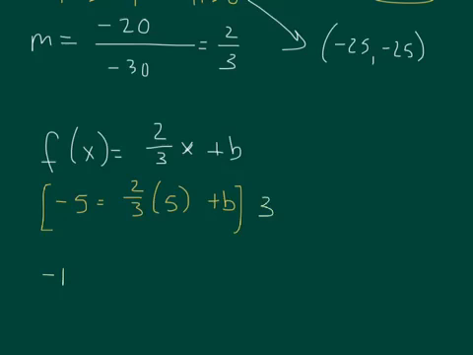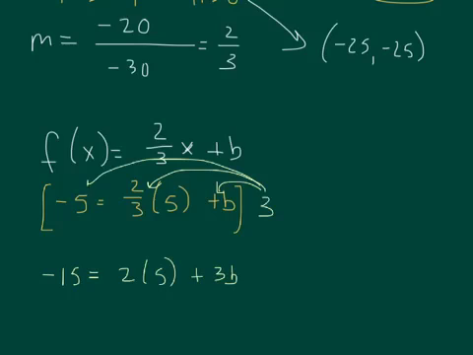Okay, this gives me negative 15 equals 2 times 5 plus 3b. Again, when you multiply by 3, you need to remember to distribute it to every term in the equation. So the 3 times negative 5 is negative 15. The 3 times 2/3, the 3's cancel, leaving behind 2 and a 5. 3b is 3b. So we end up getting a 10 here. Subtracting it, we're going to get negative 25 equals 3b.